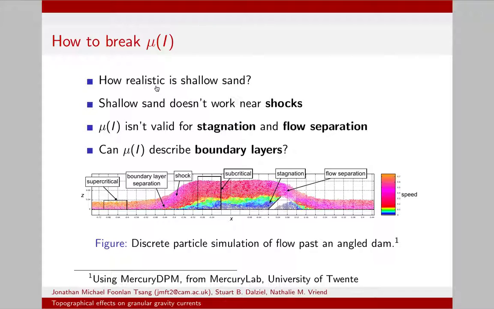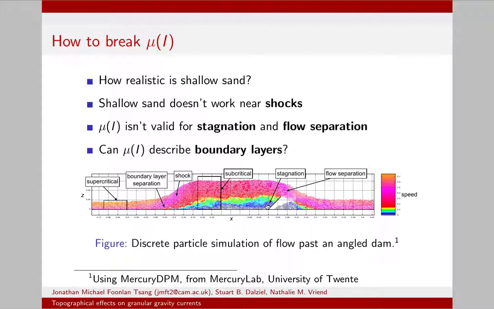What I've said just now is all about mu of I and shallow sand, but there are several problems with mu of I and shallow sand. Firstly, shallow sand won't work near shocks. What do I mean? If the dam is steep enough or tall enough, then a shock will propagate backwards, just as in hydrodynamics, a hydraulic jump. And we have this region here which has quite a lot of vertical, or perpendicular, acceleration. So shallow sand won't work here.